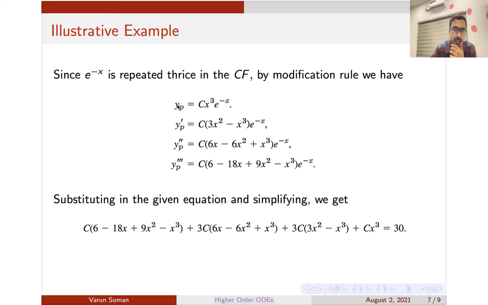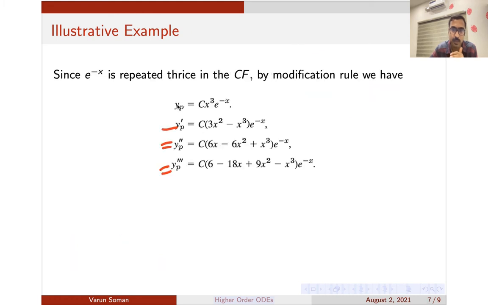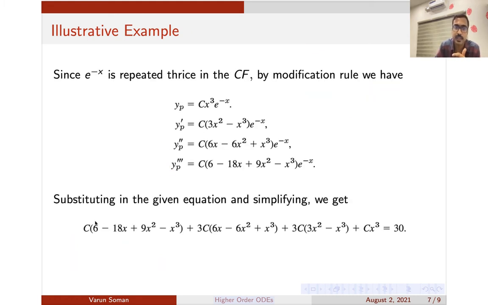So once you substitute in the given equation, and simplify by just cancelling out this e raised to minus x, you will ultimately get this value. You can just check it out. I am not elaborating it here because it's very straightforward. Just substitute it and cancel out e raised to minus x. You'll get this. Now you can compare the coefficients on both sides and find the value of this.